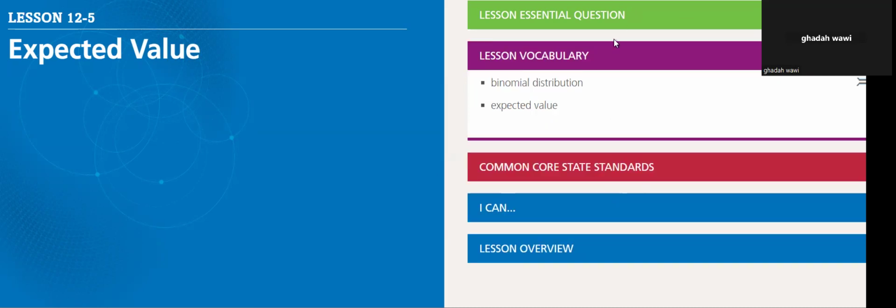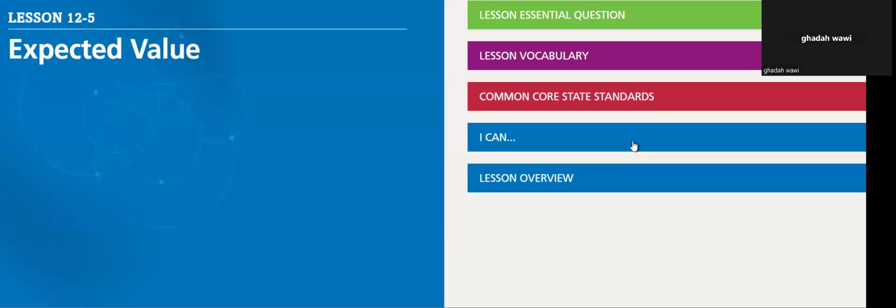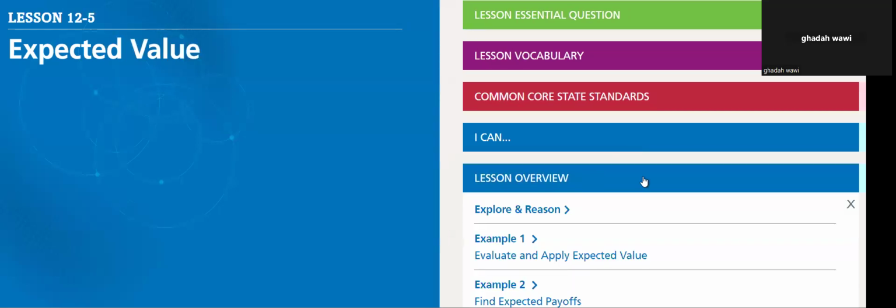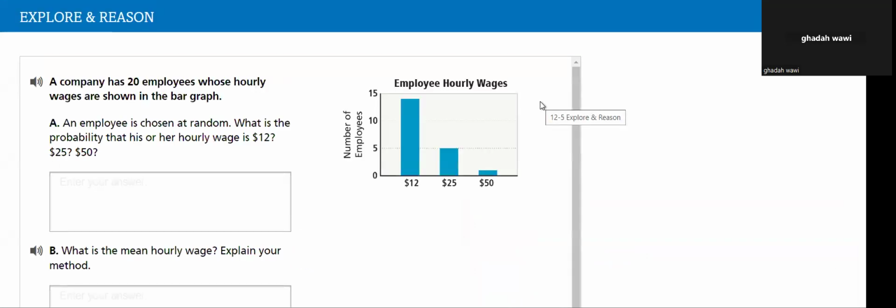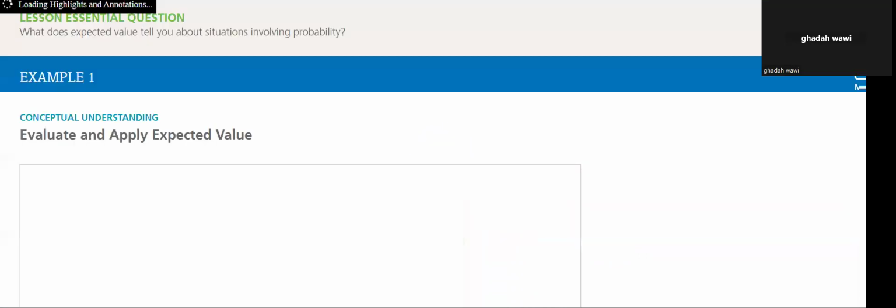When we are done with this lesson, you will be able to calculate, interpret, and apply expected value. So let's have a look at our lesson. We have the explore and reason part. A company has 20 employees whose hourly wages are shown in the bar graph, and we will solve these two examples to get to understand our lesson.